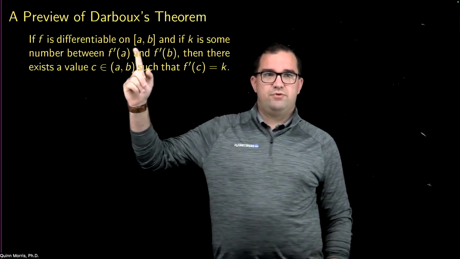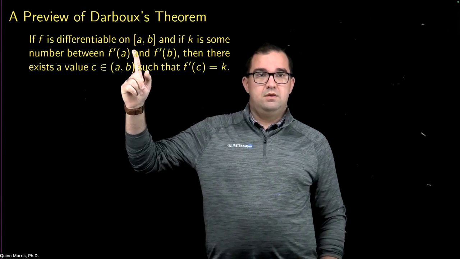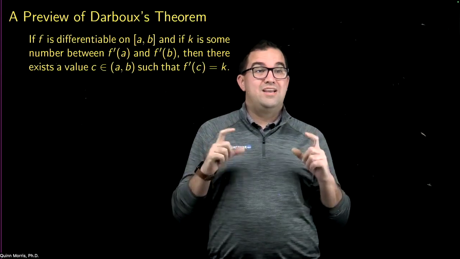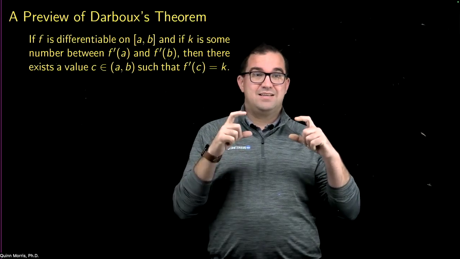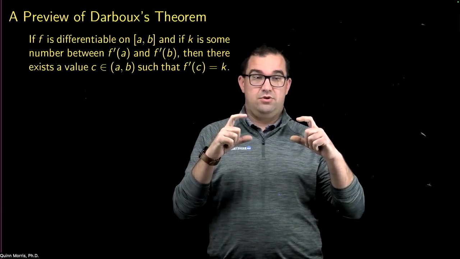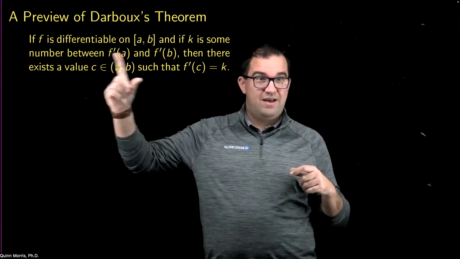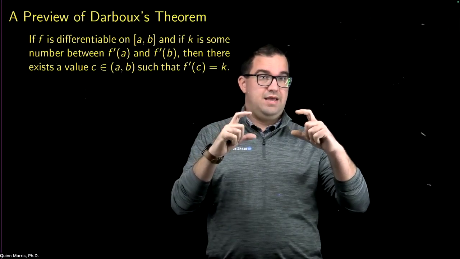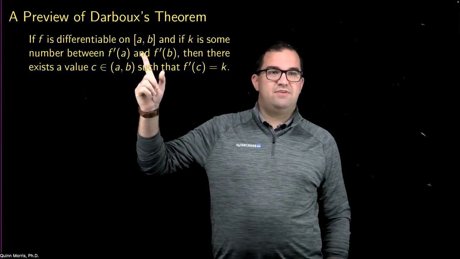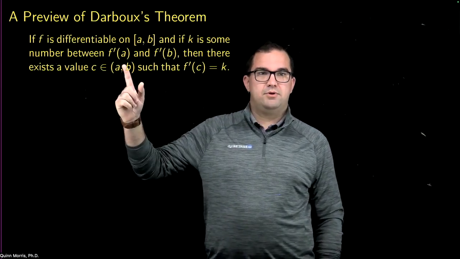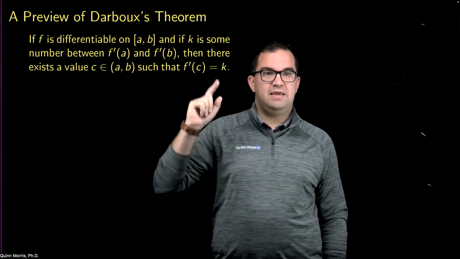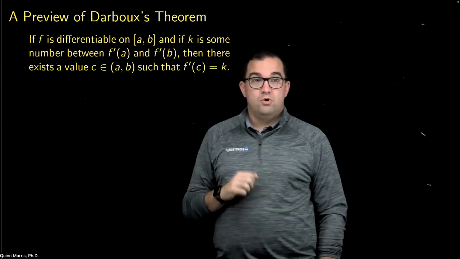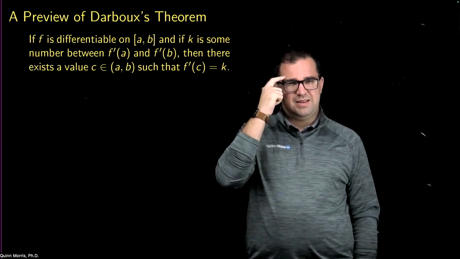It says if a function is differentiable on the closed interval [a, b], so assume your function is differentiable at every point on some closed interval, we know from the example we saw earlier that this does not mean that the derivative is continuous on that interval. It means the function f has to be continuous on this interval, but it does not mean that the derivative function is continuous. But what this says is if it is differentiable on this interval and if k is some number between f prime of a and f prime of b, then there exists a value c in [a, b] such that f prime of c is equal to k. Now, when you're looking at this, you should be saying, wait, hold on, that looks like the intermediate value theorem.